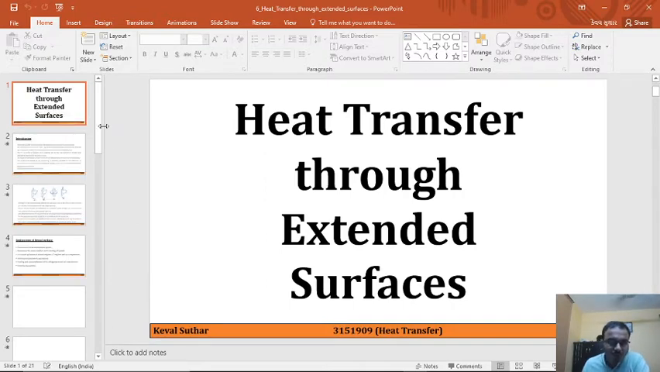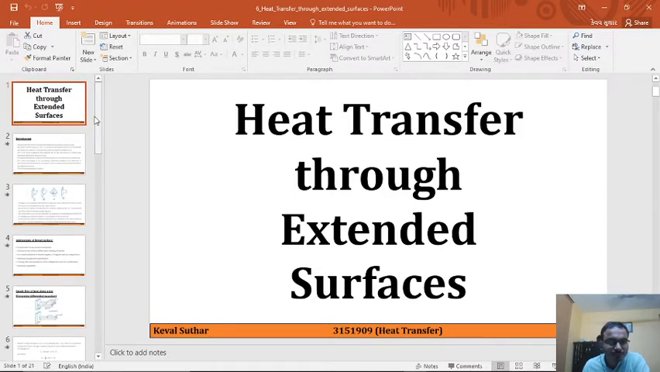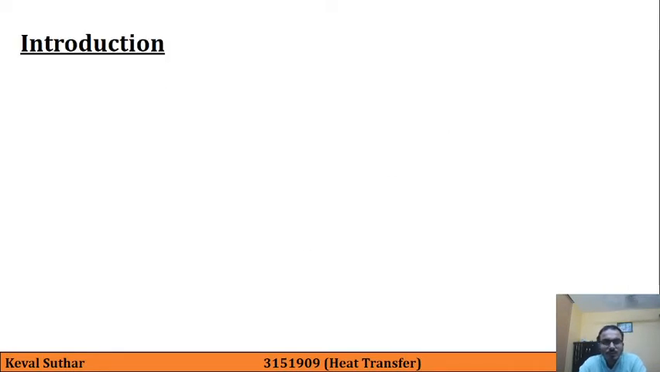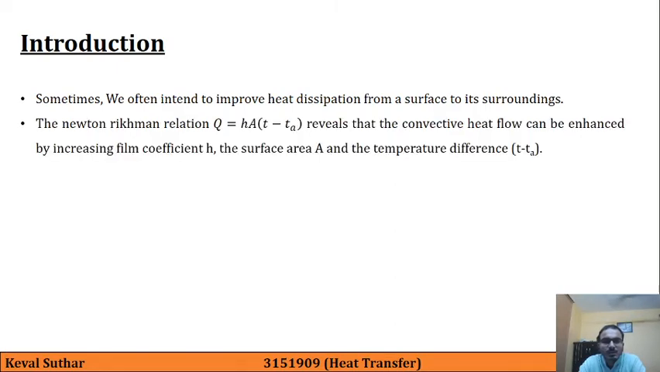First of all, we will do a quick revision of our previous topics and then we will begin with our new topic. Our objective in this chapter is to improve the heat dissipation from surface to surrounding, and the convection phenomena is governed by Newton's law of cooling, that is Q is equal to hA delta T. So in this chapter our objective will be to increase the surface area.